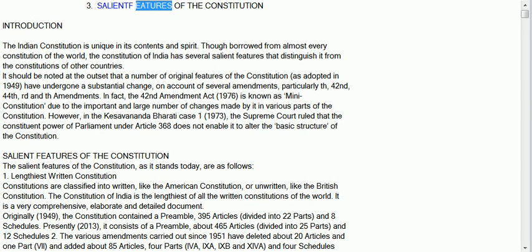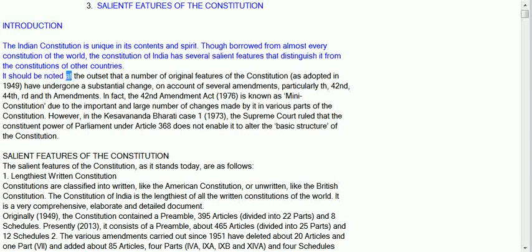Salient Features of the Constitution. Introduction. The Indian Constitution is unique in its contents and spirit. Though borrowed from almost every constitution of the world, the Constitution of India has several salient features that distinguish it from the constitutions of other countries.